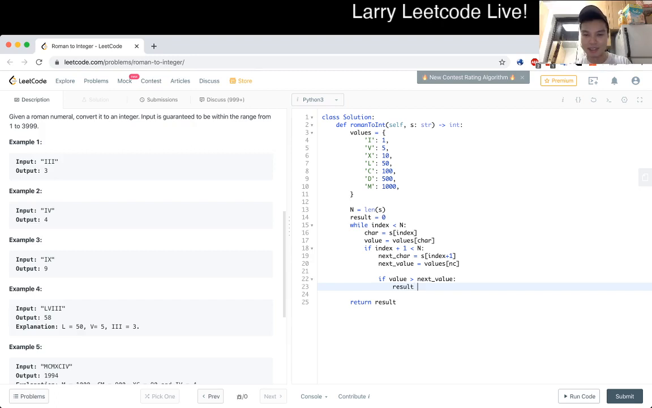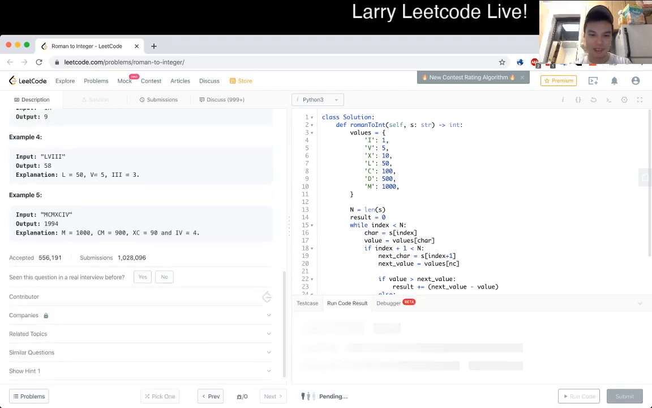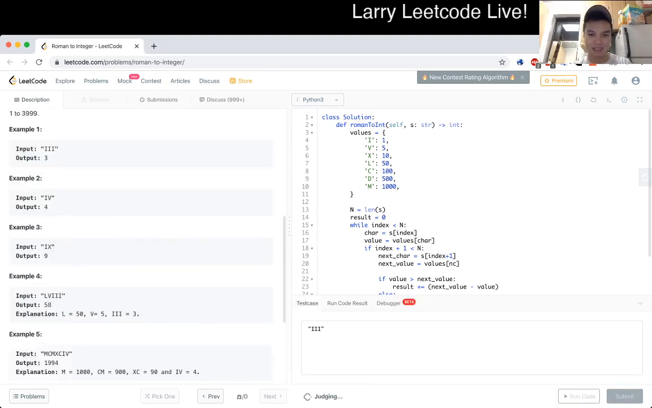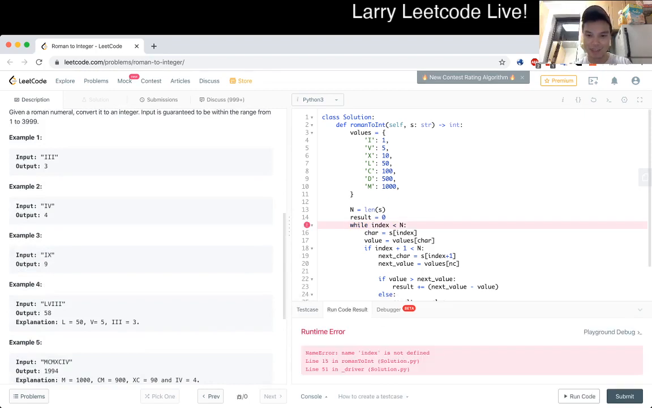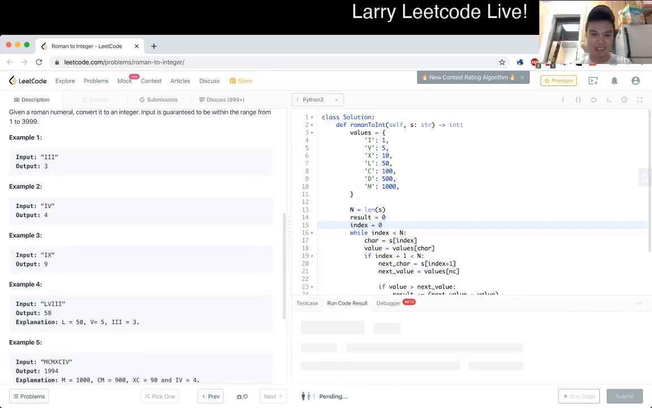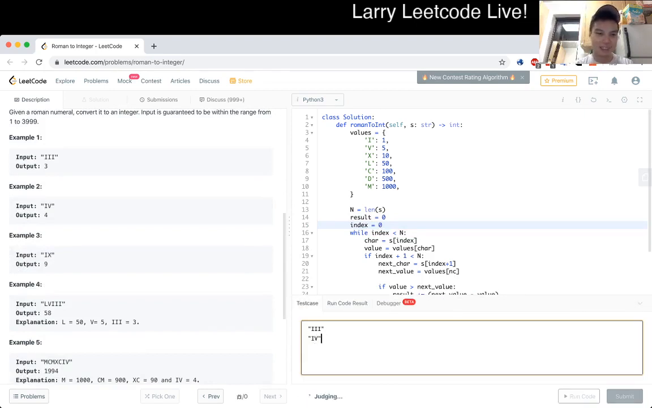result is equal to, let's do next value minus value, and then else we just could add the value also even here. This is mostly right, maybe. I don't know if I'm missing a case or not. Let's verify that, right? Three is not going to test enough. Whoops, I was going to say it didn't test enough, but still enough to catch a bug.